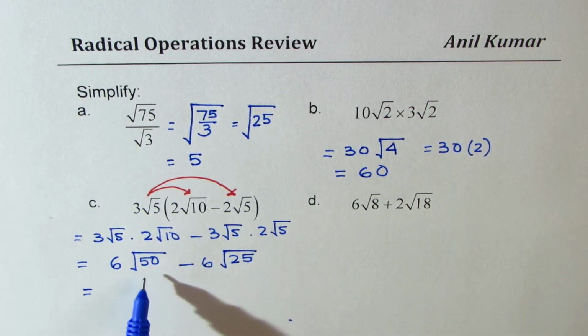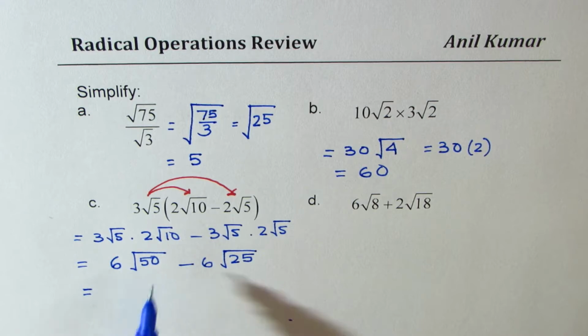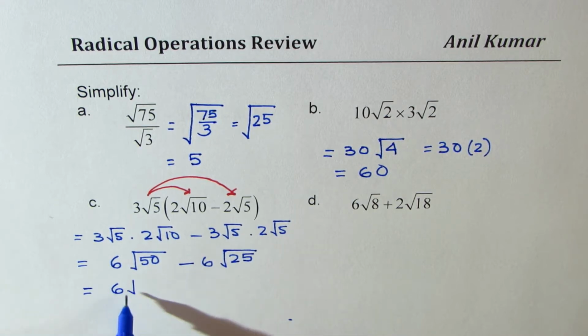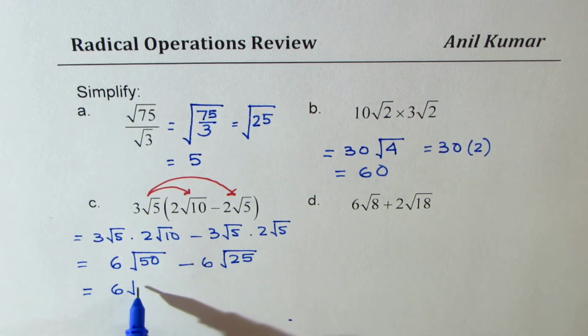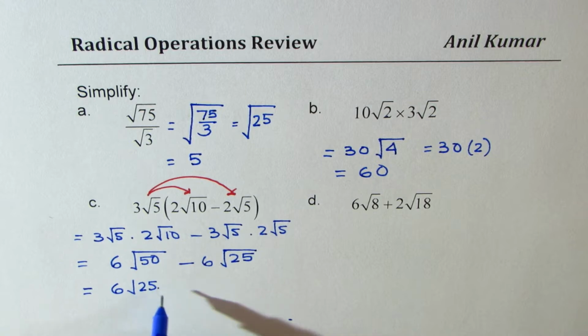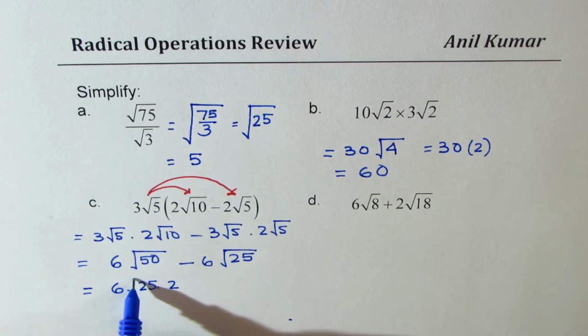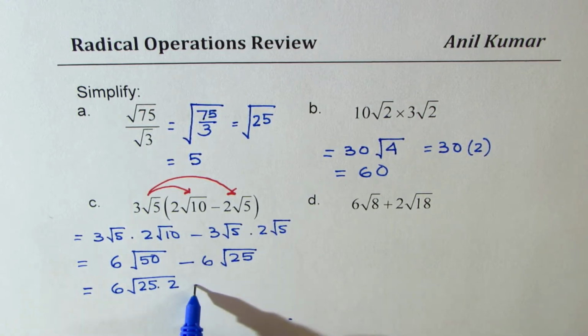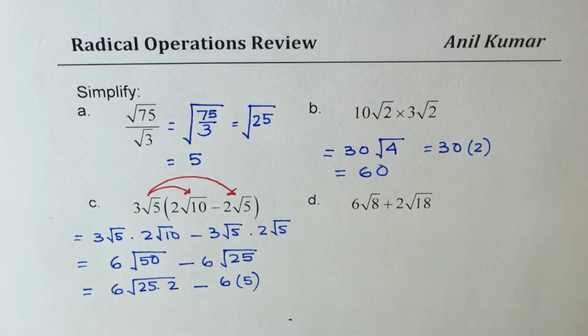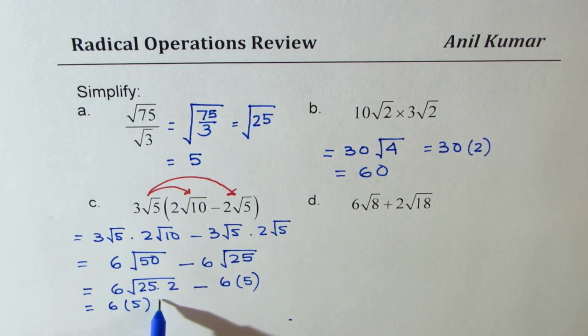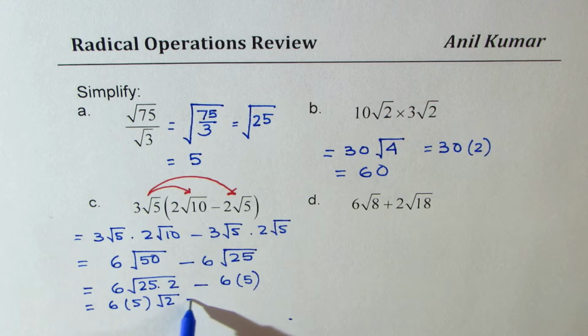Now, 50 can be written as 25 times 2. Split into factors with perfect squares. That's the whole idea. So it is 25 times 2. That dot in between indicates multiplication. And square root of 25 is number 5. So that gives you 25 could be written as 5 square root of 25. So 6 times 5, and we get square root 2 here, minus 30.